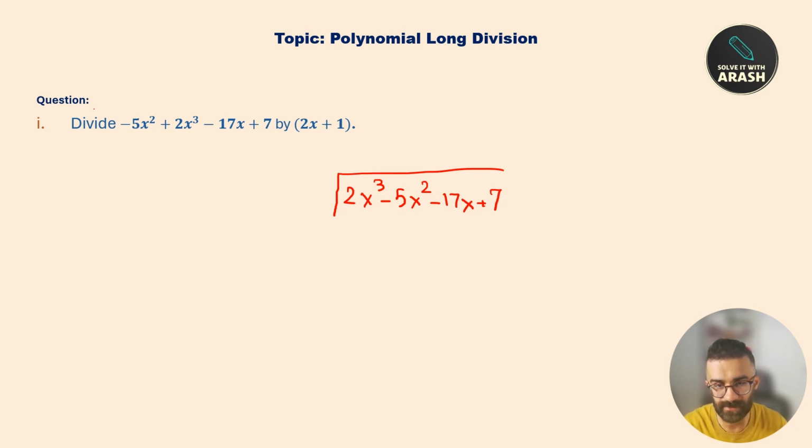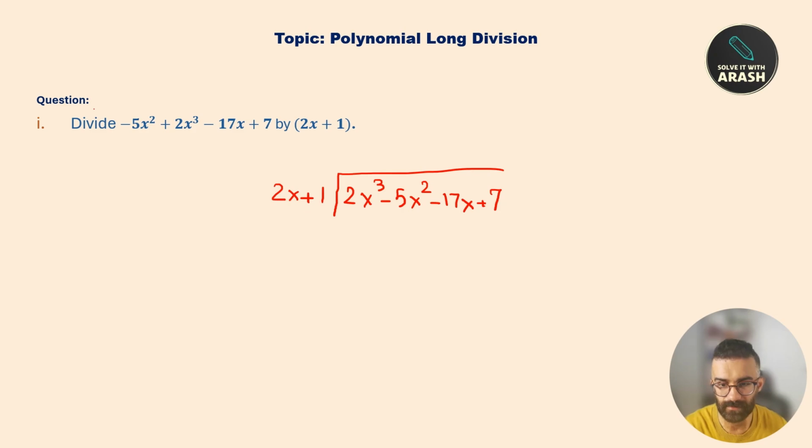But for now, since we have everything, we just write them down, but we need to make sure it's written in descending order of degrees. Same idea for the divisor, but the divisor is already in descending order, so we're good with that. And now the first goal is to eliminate the highest degree term, and in this case it is 2x cubed. To eliminate that, I need to multiply 2x by x squared.